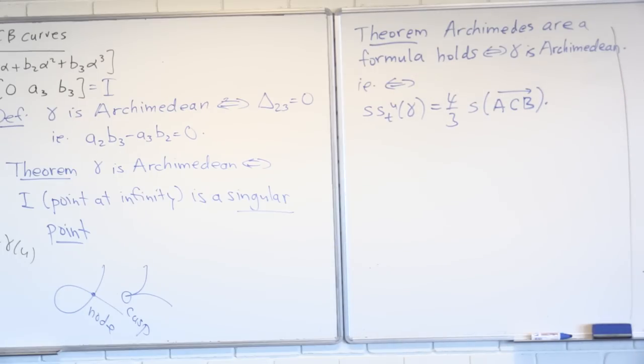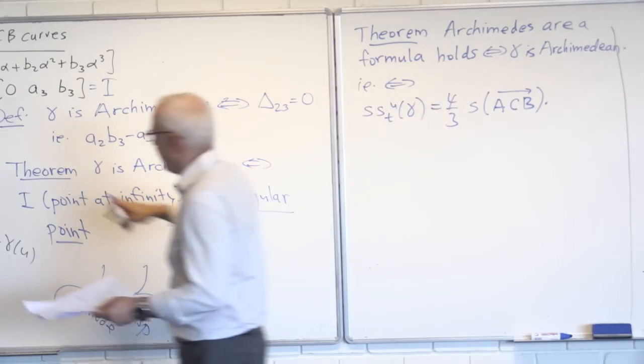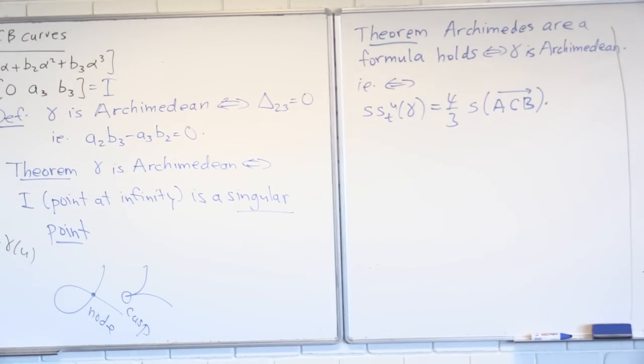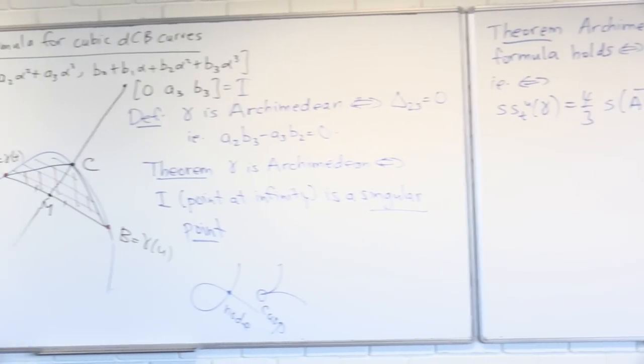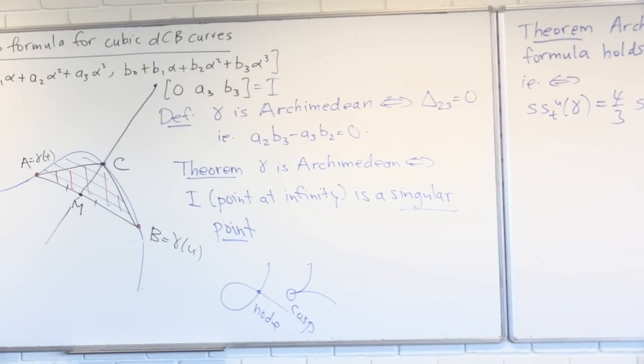So not only is there still a relationship between this region, the slice, and the triangle, but the ratio is given by exactly the same quantity, the 4/3, the same number that appeared in the quadratic case. And in case you're thinking, well, surely then this must work for higher degree curves, as far as I know, it doesn't work for quartic curves or quintic curves or any other higher degree curves. This is purely a quadratic and cubic phenomenon, as far as I know.